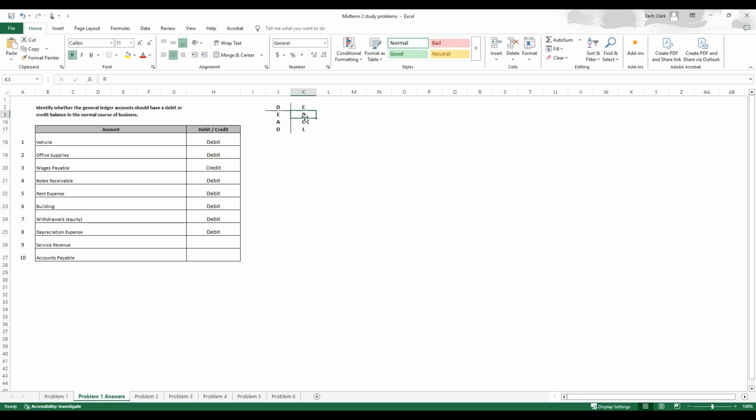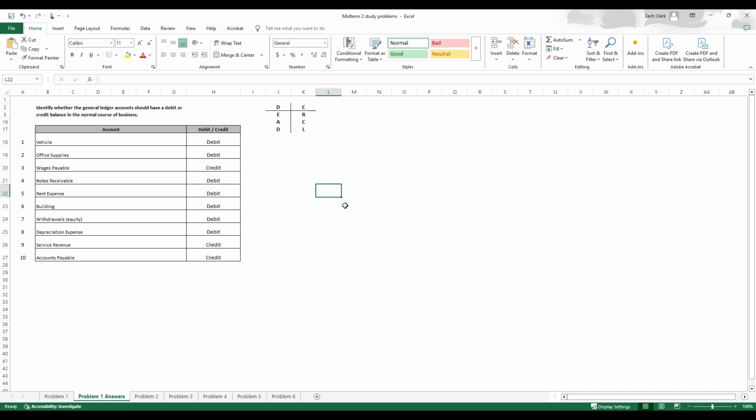Service revenue, we've got revenue right here in our dead circle, so you can kind of tell there that revenue will increase with a credit. And finally, accounts payable, like I mentioned before, anything with payable in the title indicates something that we owe, and that's pretty much the definition of a liability. And liabilities increase with credits as per the dead circle there.